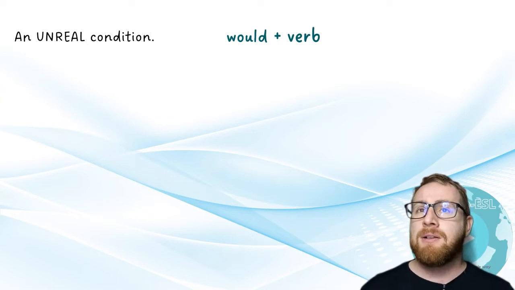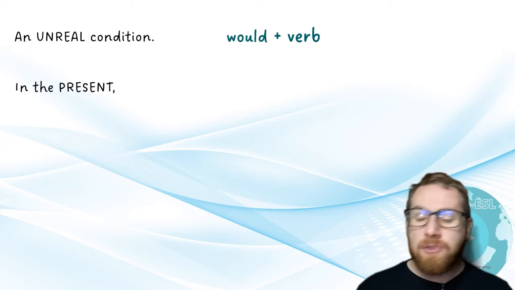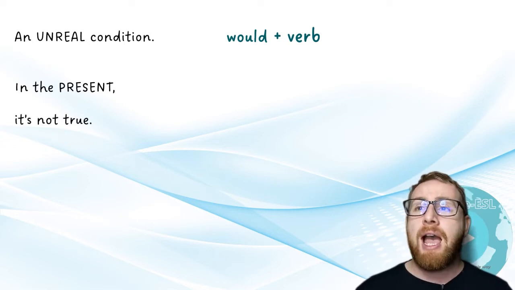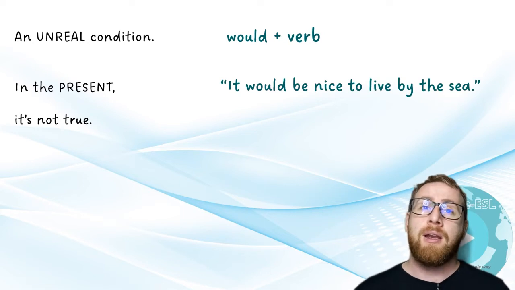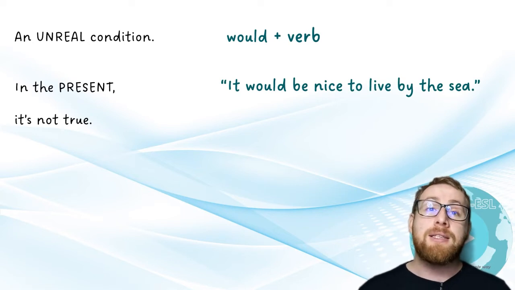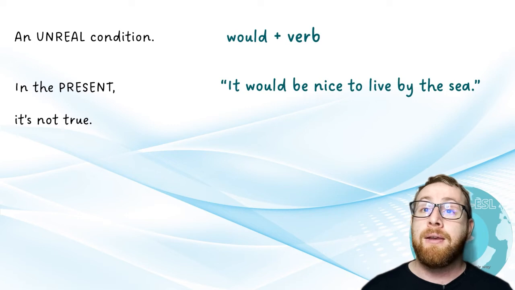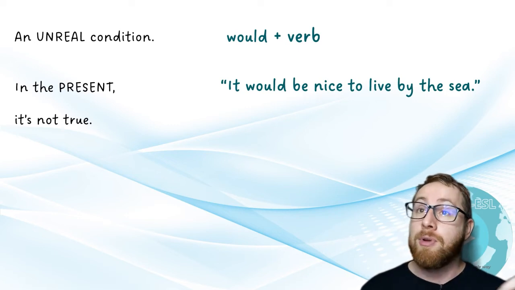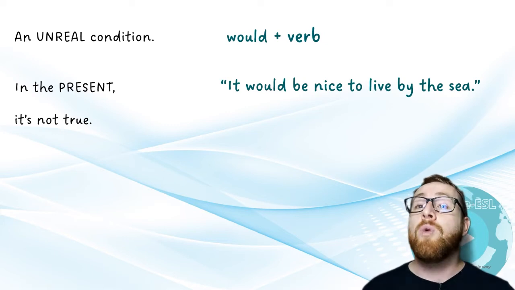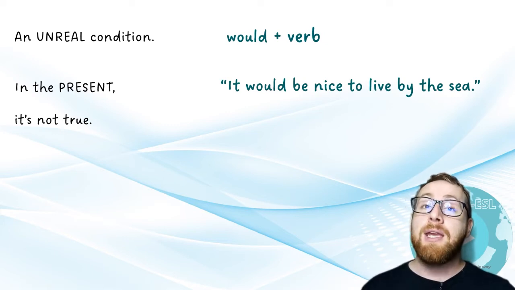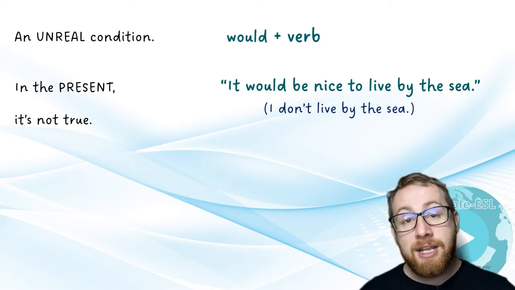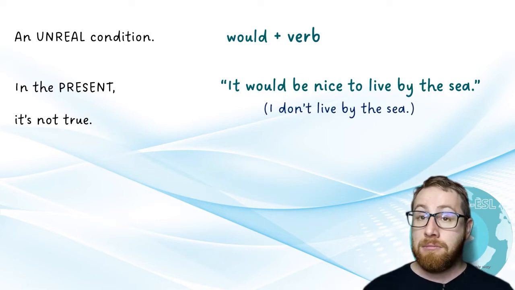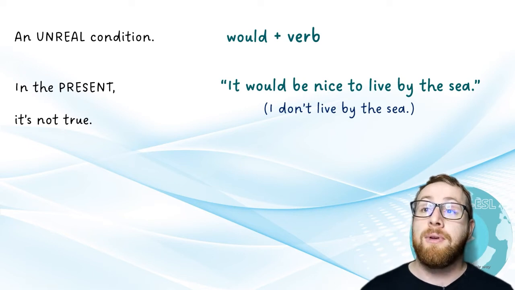So if it's in the present, how would we do this? Well, in the present, it's not true. It would be nice to live by the sea. So it would be nice. It's not real. It's not true. It's an unreal condition. It would, and the verb, be nice to live by the sea. I don't live by the sea, but it would be nice to.